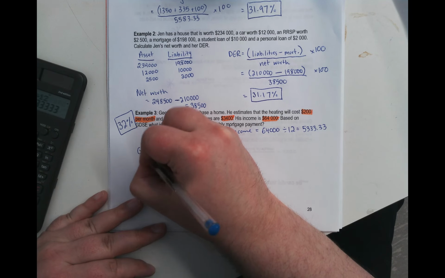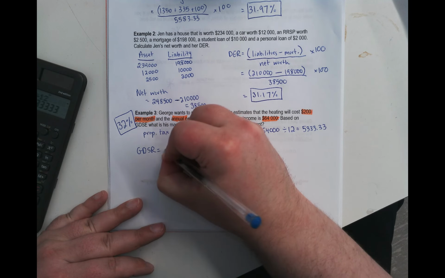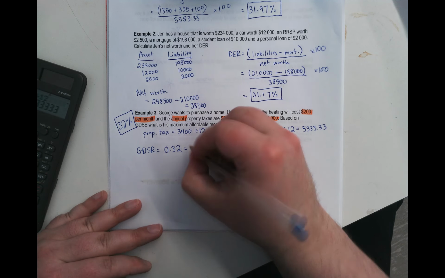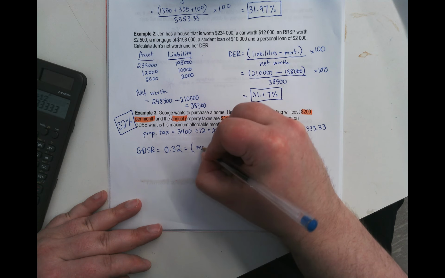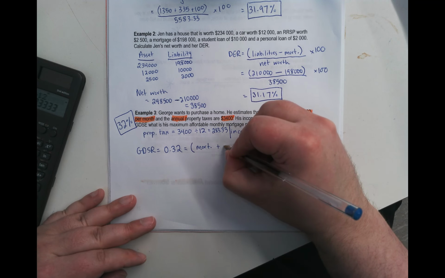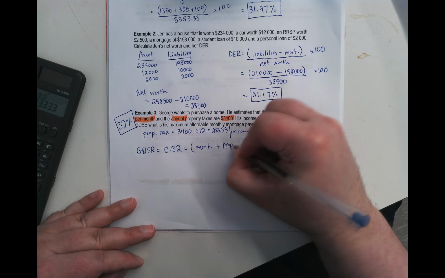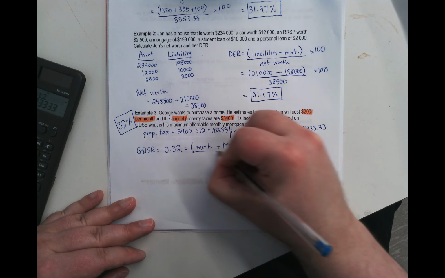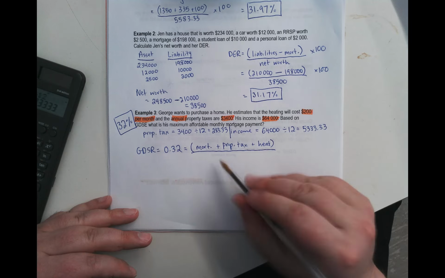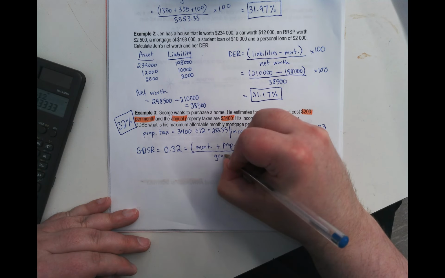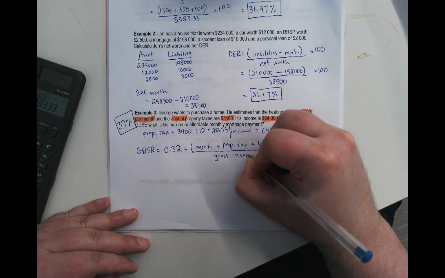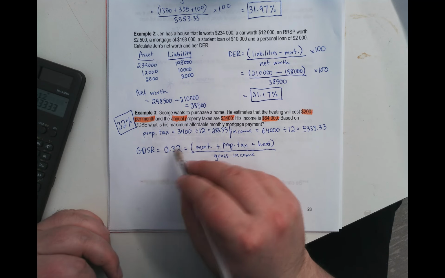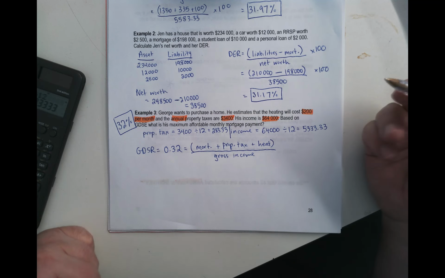Okay, so the GDSR, which is 32% or 0.32, is equal to the mortgage payment plus the property tax plus the heat divided by the monthly gross income. And it is times 100, but I kind of took care of that already. I divided by 100. That's where the 0.32 came from.